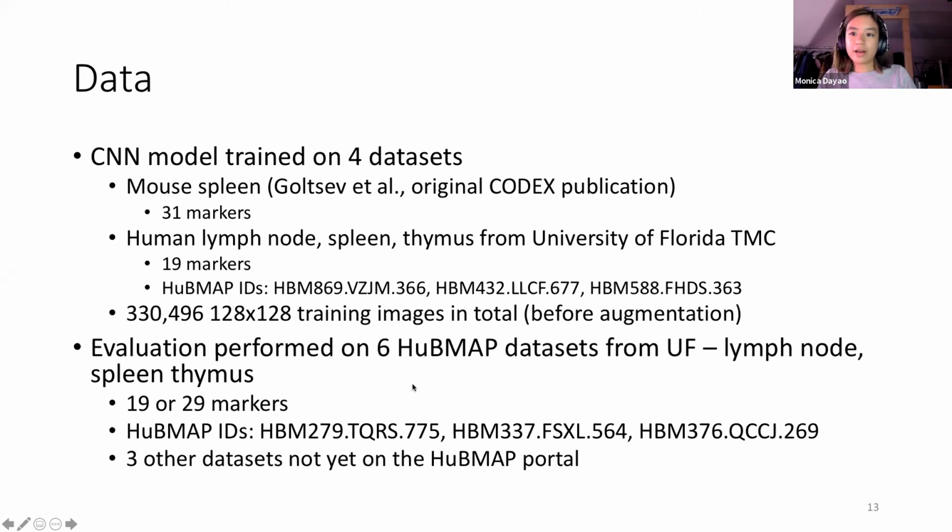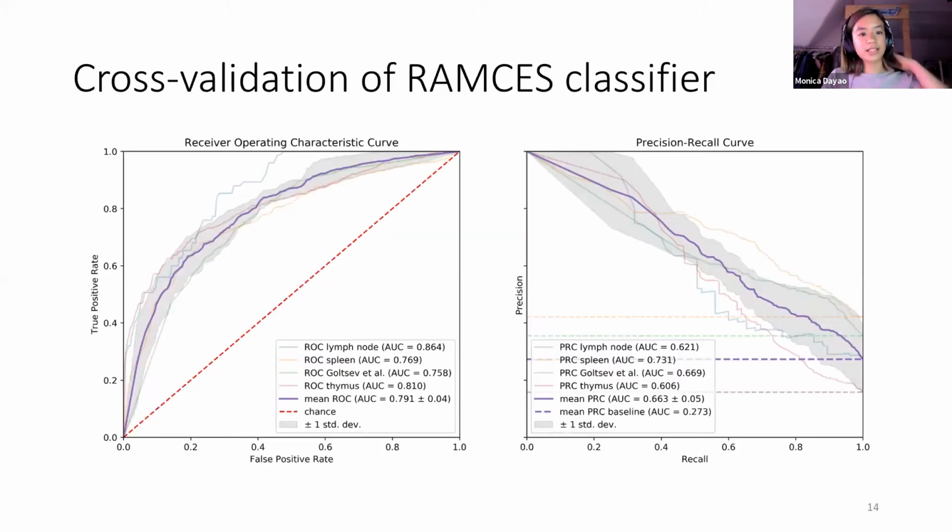And in order to evaluate the performance of the CNN classifier, we did cross-validation on all of the data that the CNN was trained on. Each of the faint lines is a different cross-validation fold for the ROC and PRC curves. And the purple line is the mean curve across all of the folds. And so we have on the left an AUC of 0.79, on the right an AUC of 0.66. So this at least shows that our CNN is learning the difference between a membrane protein and a non-membrane protein.